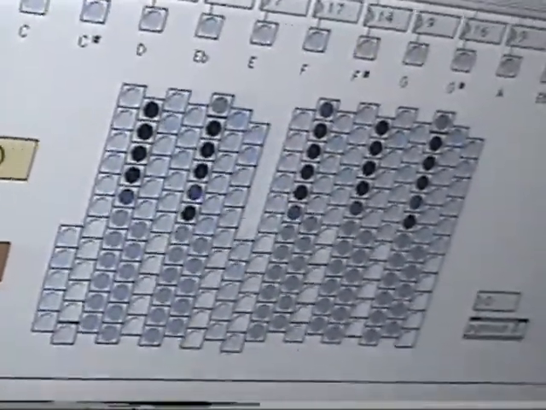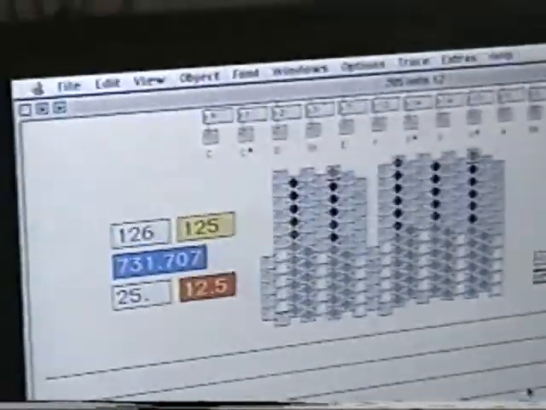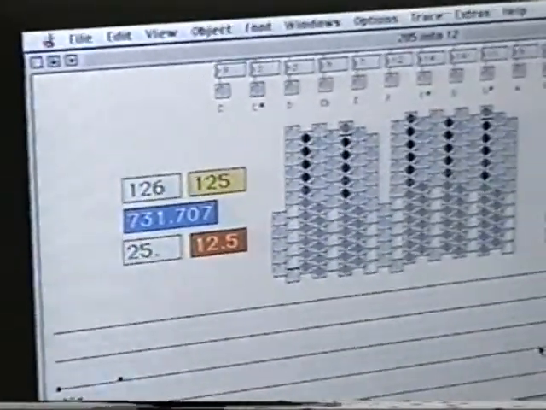So the pitches light up on the keyboard up there, and they're also being written on the staff. And of course, this is a 205 staff notation. So you can't really see the lines there. Yeah, they're pretty small lines. Ratios are over there on the side.